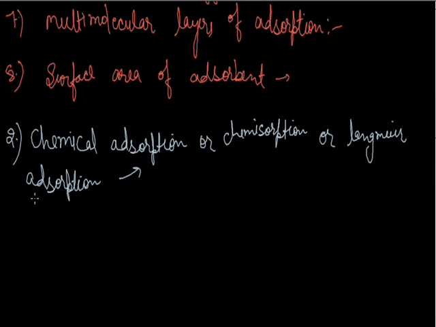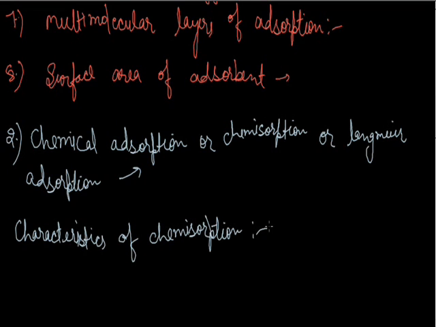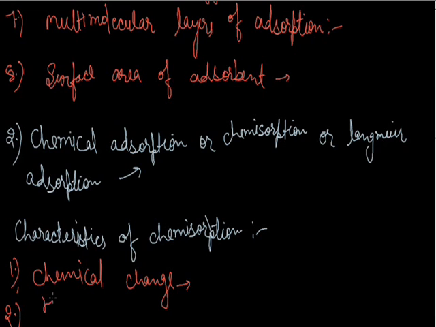So, the characteristics of chemisorption. First is chemical change. It involves the formation of a chemical bond between the adsorbent and adsorbate. So, due to the formation of a chemical bond, this type of change is known as chemical change. Second, highly specific in nature. This type of adsorption is highly specific because it occurs only if there is a chance of chemical bond formation between the adsorbent and adsorbate.